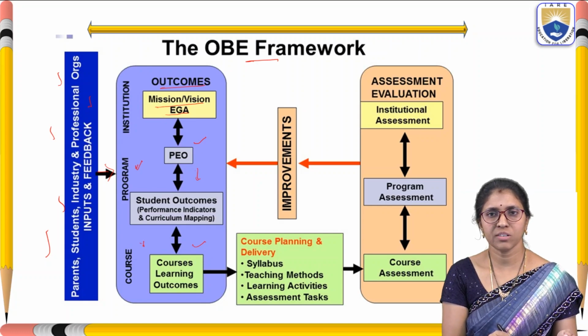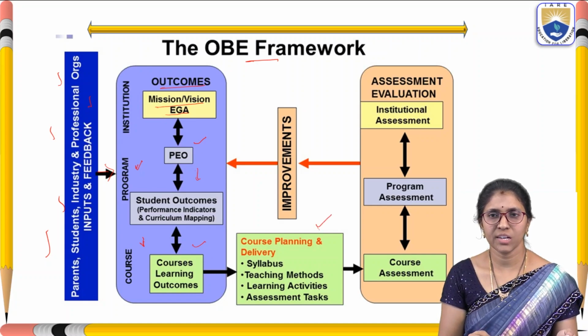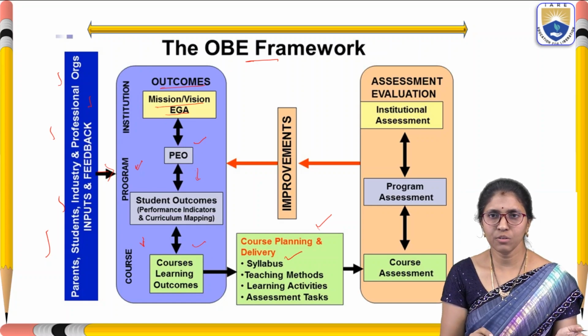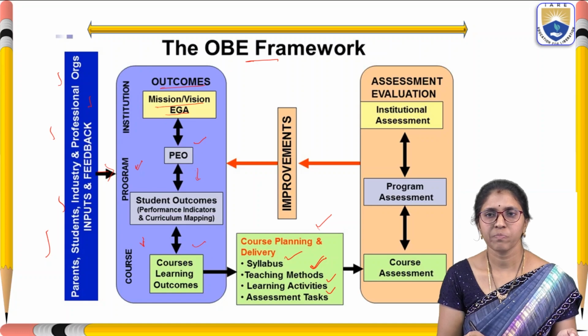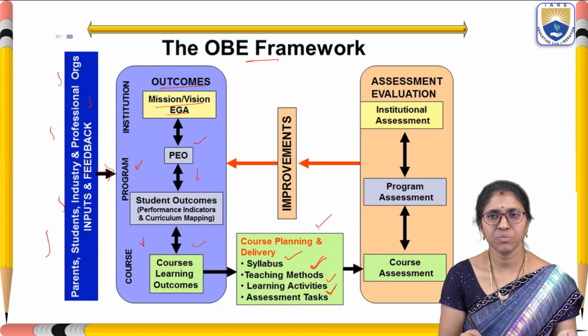Based on the program outcomes, we have to define the courses and syllabus. We have to define the course outcomes, course learning outcomes. After that, course planning and delivery is very important. In the OBE framework, we have to define the syllabus according to the program outcome. Here, teaching methods are very important. These play a crucial role in OBE, along with learning activities, and the assessment tasks are very important works in OBE.